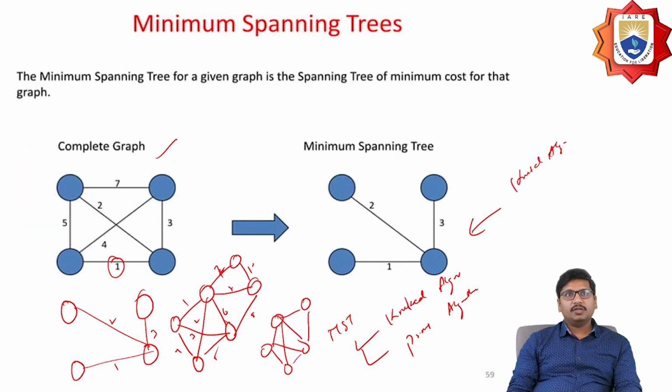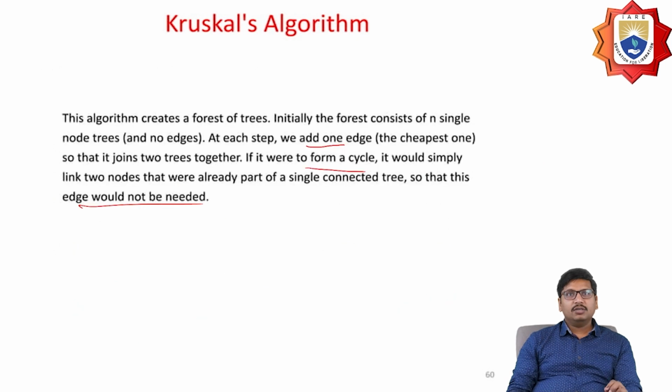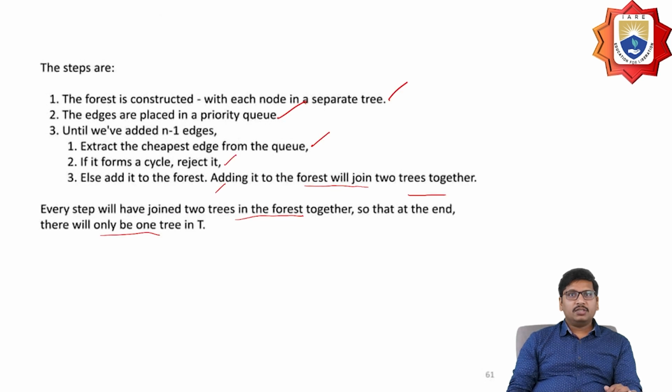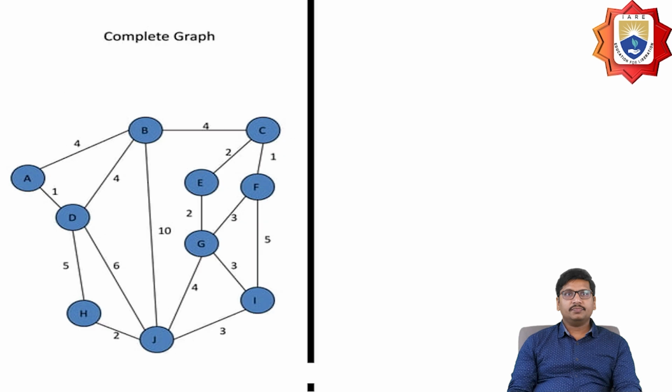So for the minimum spanning tree, there should be an algorithm for this. So Kruskal's algorithm is what we are going to construct. The very first thing is that we have to construct the forest here. In this, the edges are placed in the priority queue. Then until we get n minus 1 edges, extract the cheapest edge from the queue and check whether it forms a cycle or not. If it forms a cycle, then reject it, otherwise add it to the forest.